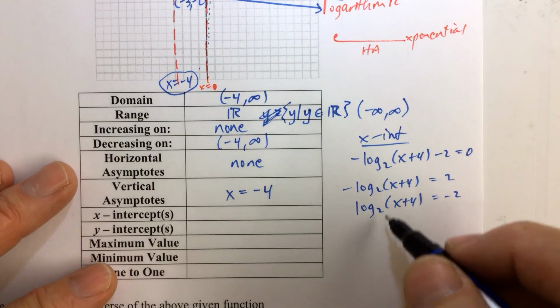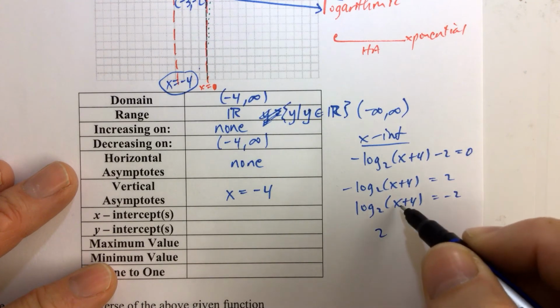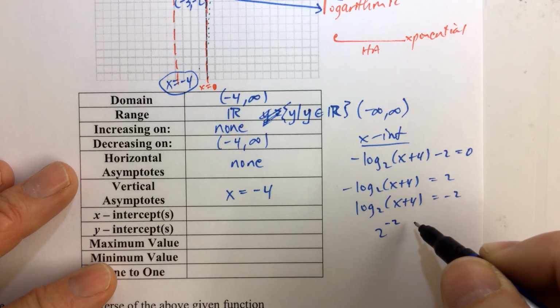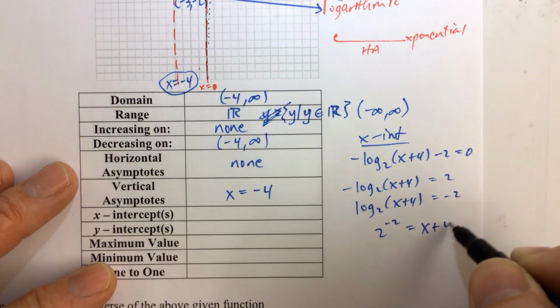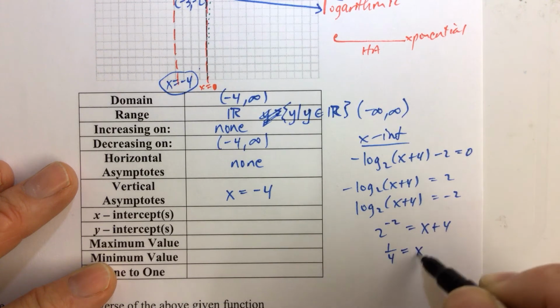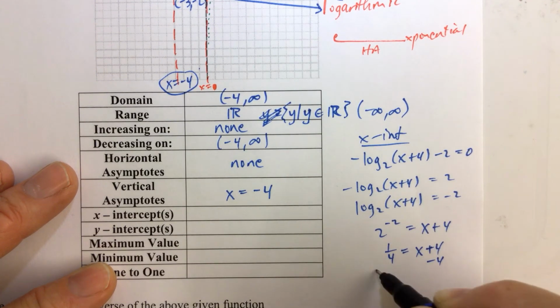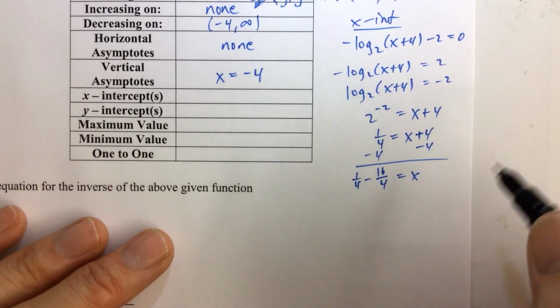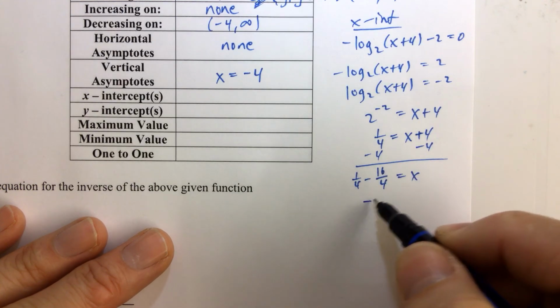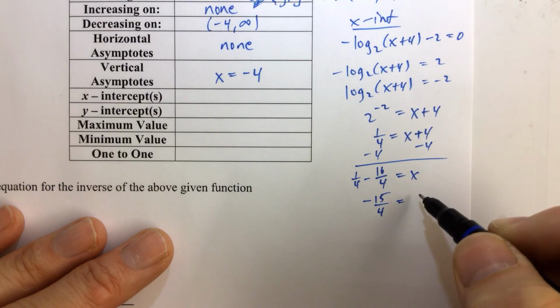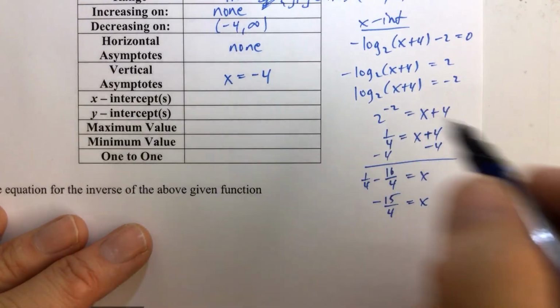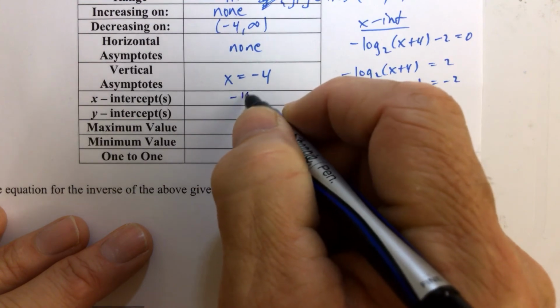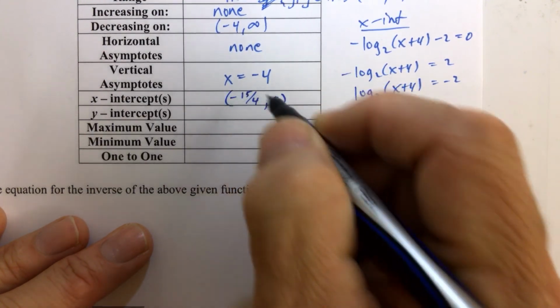Well, we know how to solve those equations. Our variable is wrapped up in our argument, so we're going to rewrite this using exponents. 2 to the negative 2 equals x plus 4. Well, 2 to the negative 2, we should know that to be 1/4. And then if we subtract 4 from both sides, we get 1/4 minus 4. Now, 4 is also written as 16/4, because when we add or subtract fractions, we want to get a common denominator. 1 minus 16 is negative 15. So we have negative 15/4 is x. So therefore our x-intercept is (-15/4, 0).